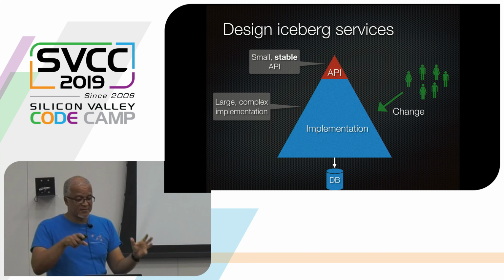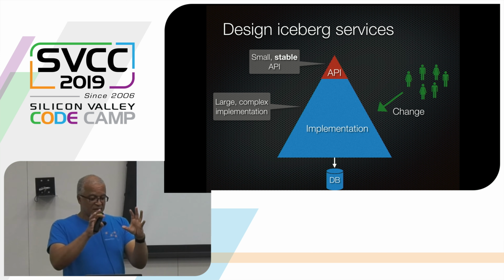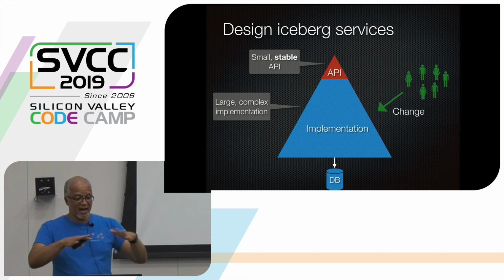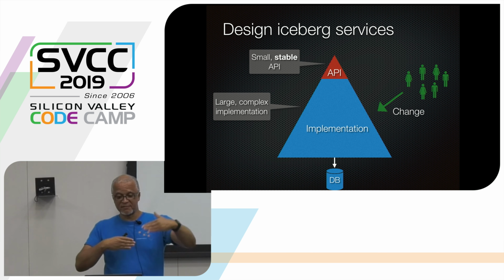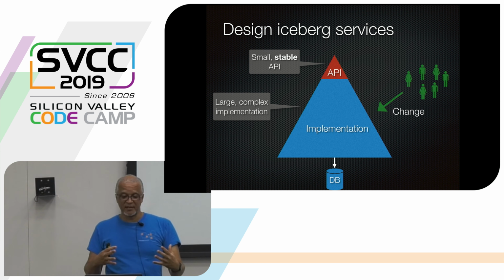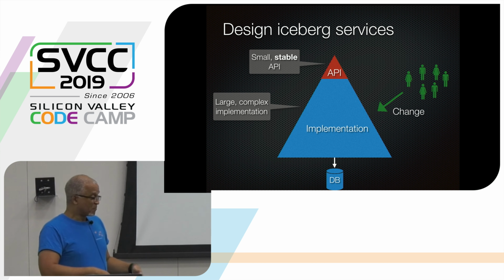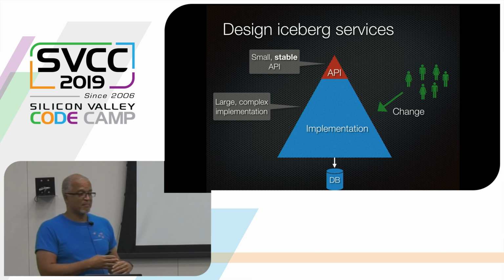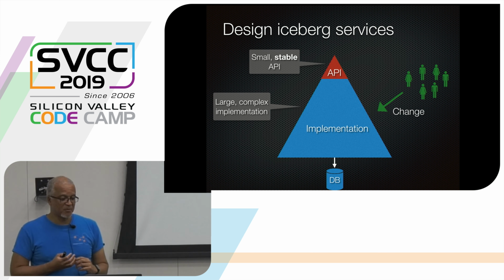So I like to think of services as really looking like icebergs, where they've got a relatively small, stable API that's encapsulating and hiding a lot of implementation details, which relative to the size of the API are quite large, because that means that the team that owns that service can be busily working away and improving that service without regularly impacting the API. And when they do change the API, they should do it in a backwards compatible way.